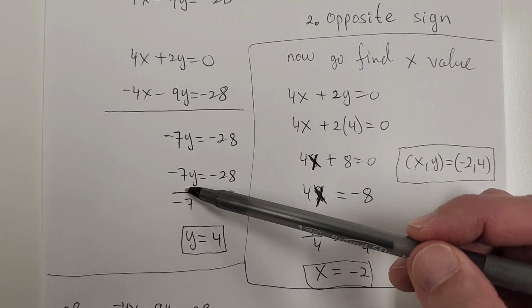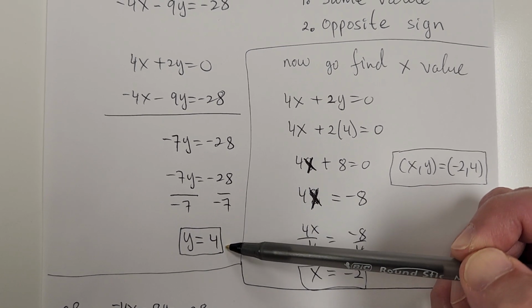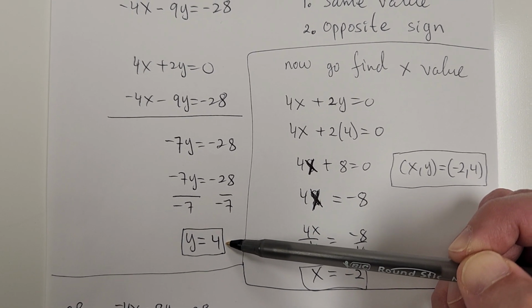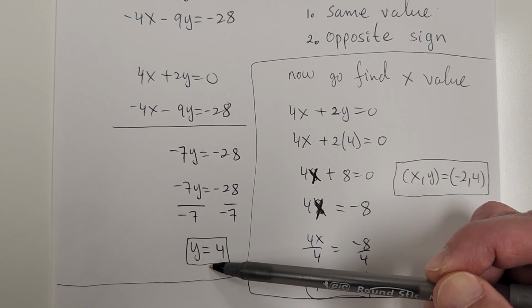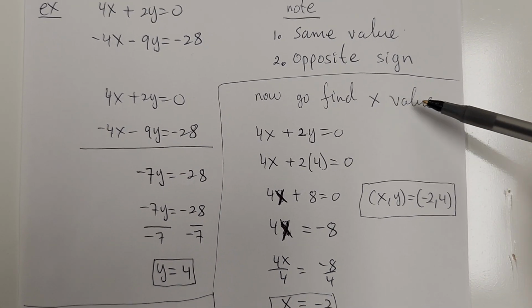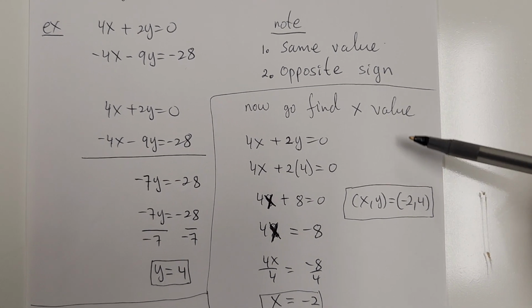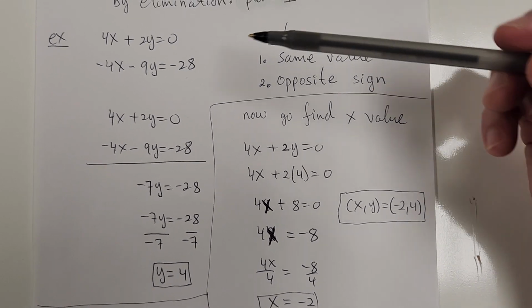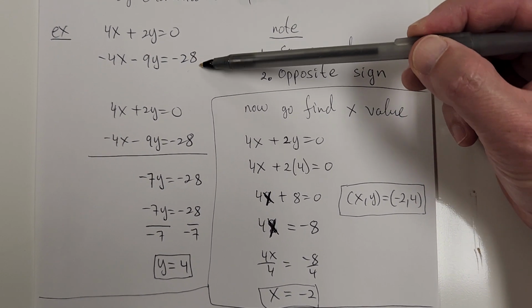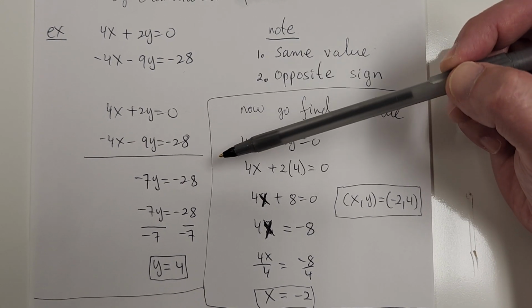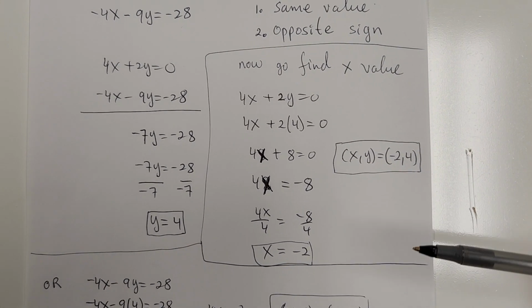After that, divide both sides by negative 7, which gives me my y. So y here is positive 4. Once I have y, go back and find the x value. When you go back to get the x value, you can pick the first equation or the second equation. It will give you the same answer, so I want to show you both.